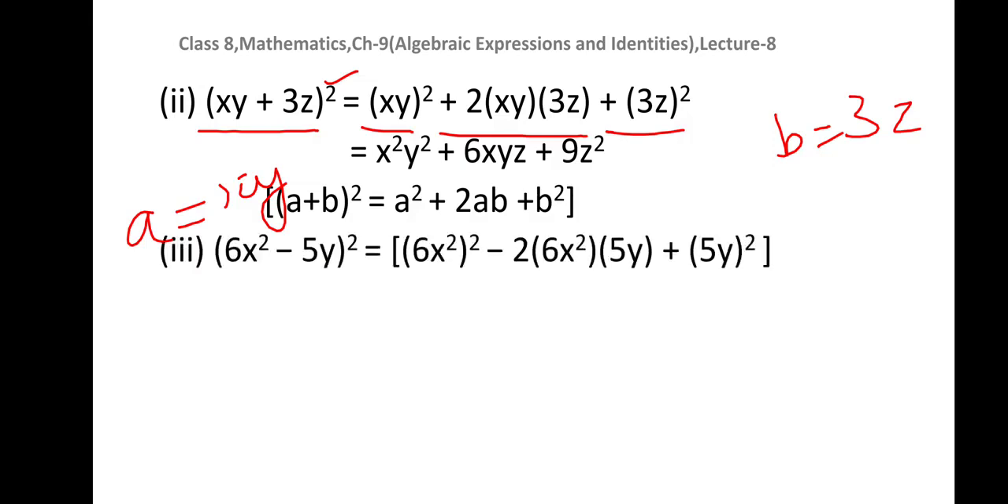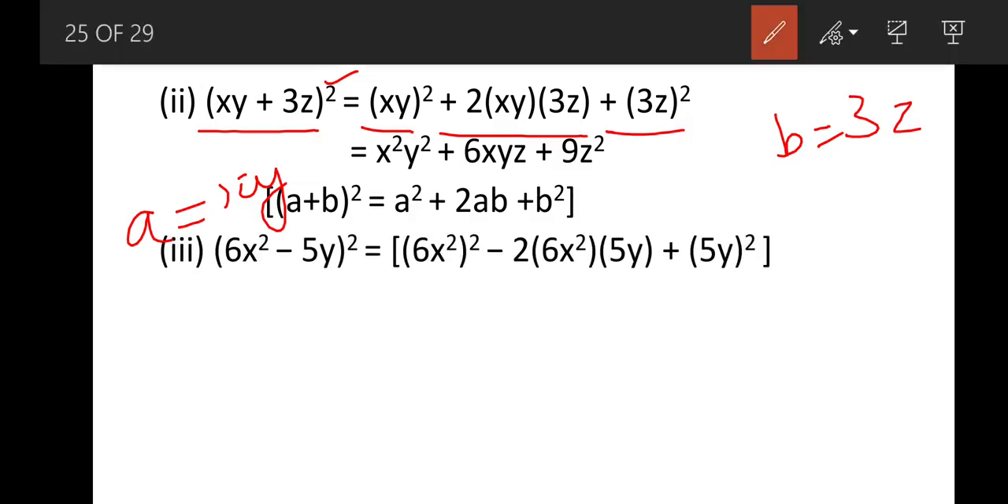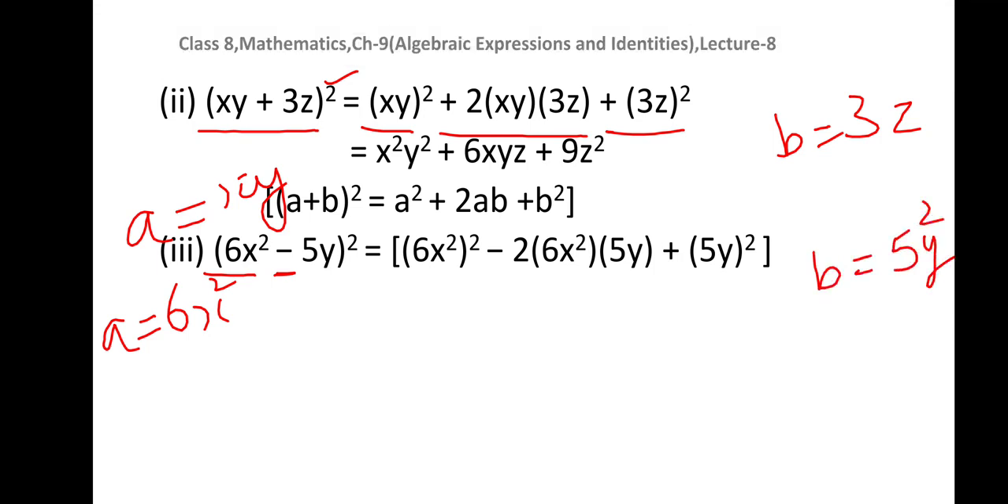Now let us see the third part. Here you need to find out which identity is to be used. This is your term, minus sign is there. So simply identity number 2 is to be used. So here in this part 3, what is the value of a? In place of a, what is written? a is equal to 6x square and b is equal to 5y square. So you are supposed to put the values and then get the result.